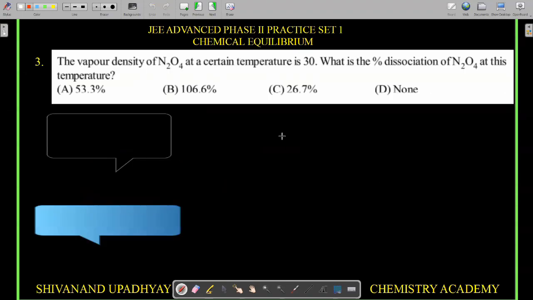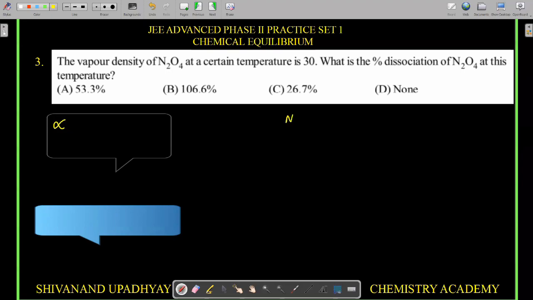Question number 3. Before solving this question, if you read the question, they have given the vapor density of N2O4 at a certain temperature is 30, and we need the degree of dissociation at this temperature. So by looking at this question, we need the relation between degree of dissociation, average molar mass, and theoretical molar mass. I can directly use the formula to calculate the degree of dissociation of a substance.